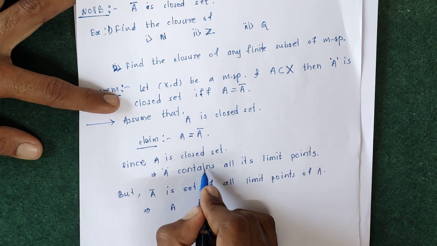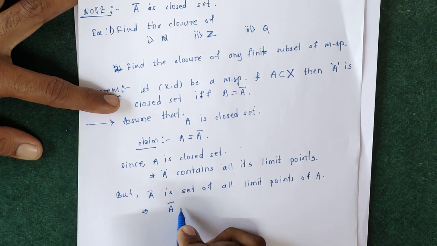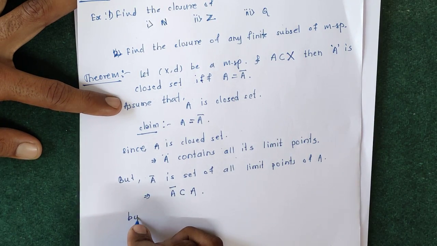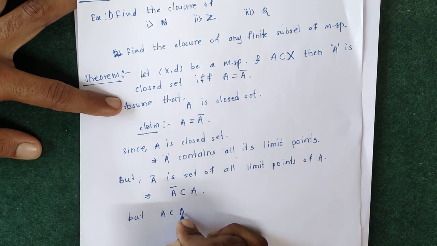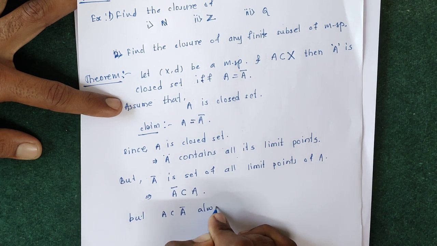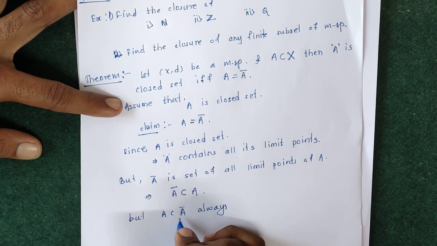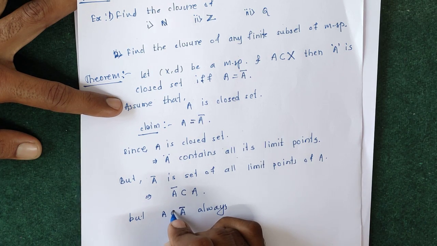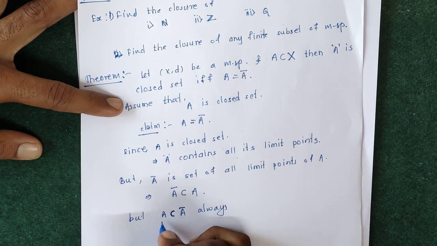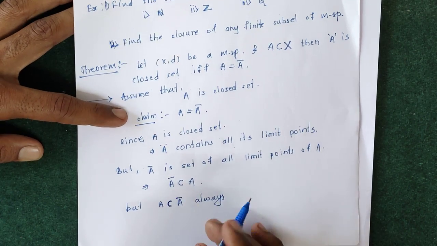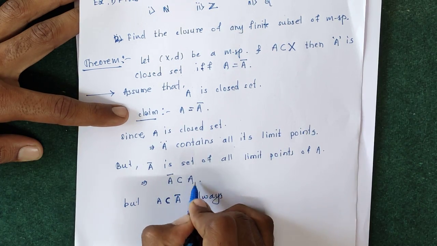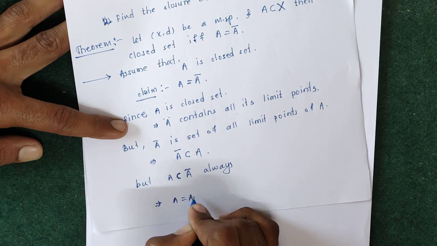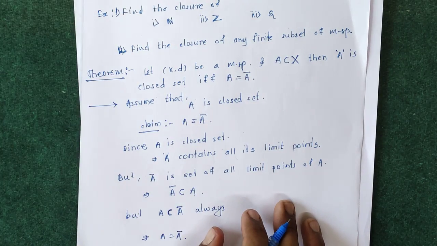So, A contains this A closure. So, A closure is contained in A, but A is contained in A closure always, because A closure is the union of A with the limit points of A, and A is always in it. So, A closure is a subset of A is a subset of A closure, which implies A is equal to A closure. Hence, the first part is proved.